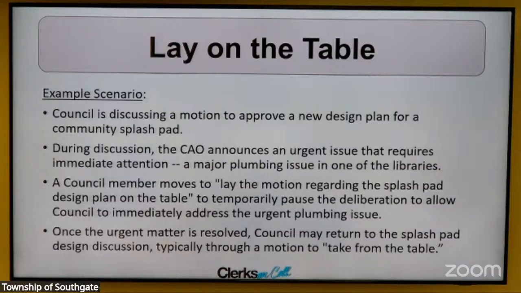During a council meeting, members are discussing a motion to approve a new design plan for a community splash pad. There's a lot of discussion, and during the discussion, before a final decision is made, the council receives urgent news from the CAO about a major plumbing issue in one of the branch libraries that requires immediate attention. In this scenario, a council member moves to lay the motion regarding the splash pad design on the table so they can shift focus to resolving the plumbing emergency. And so once that urgent matter is addressed, council can later take the motion from the table and resume discussion on the new design plan for the community splash pad.